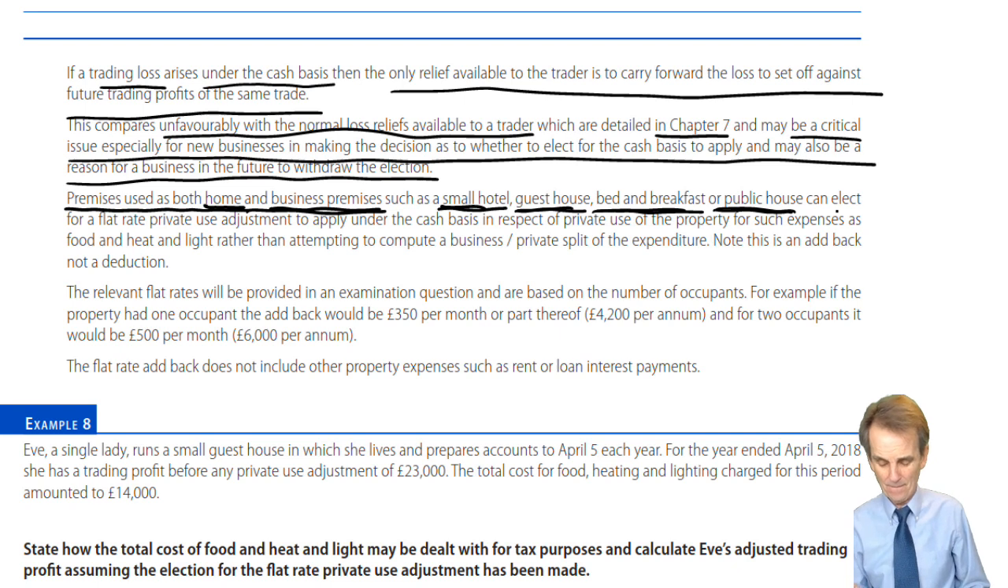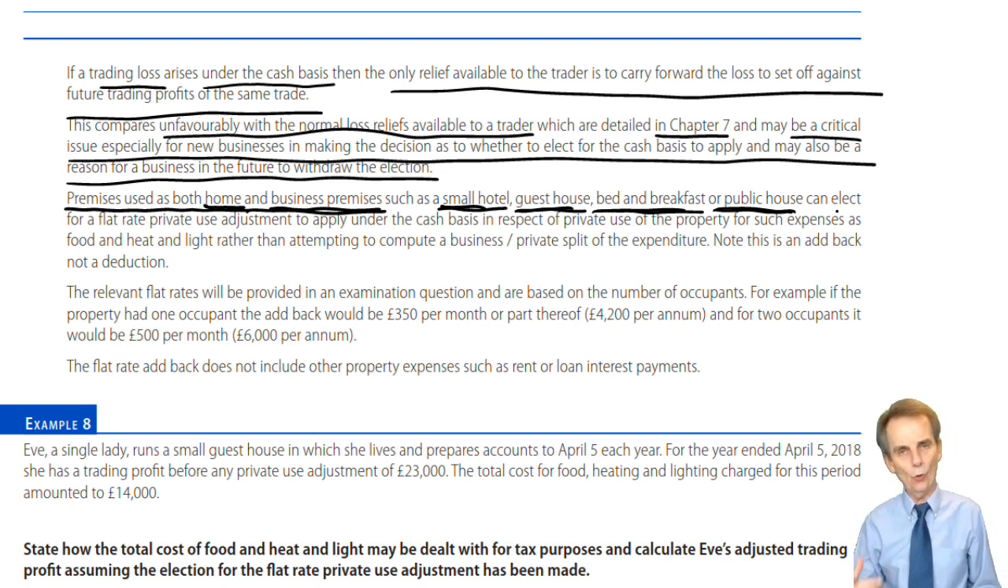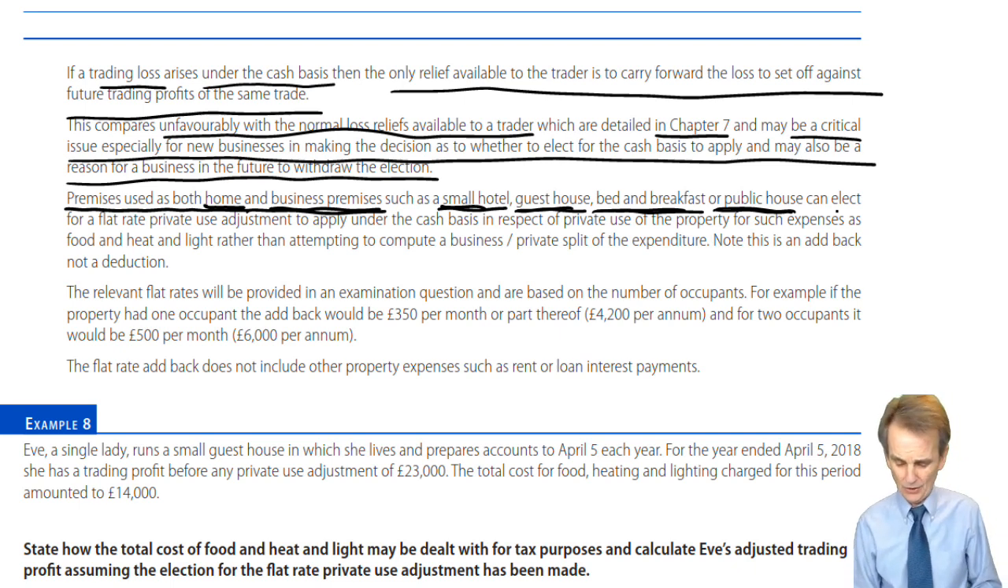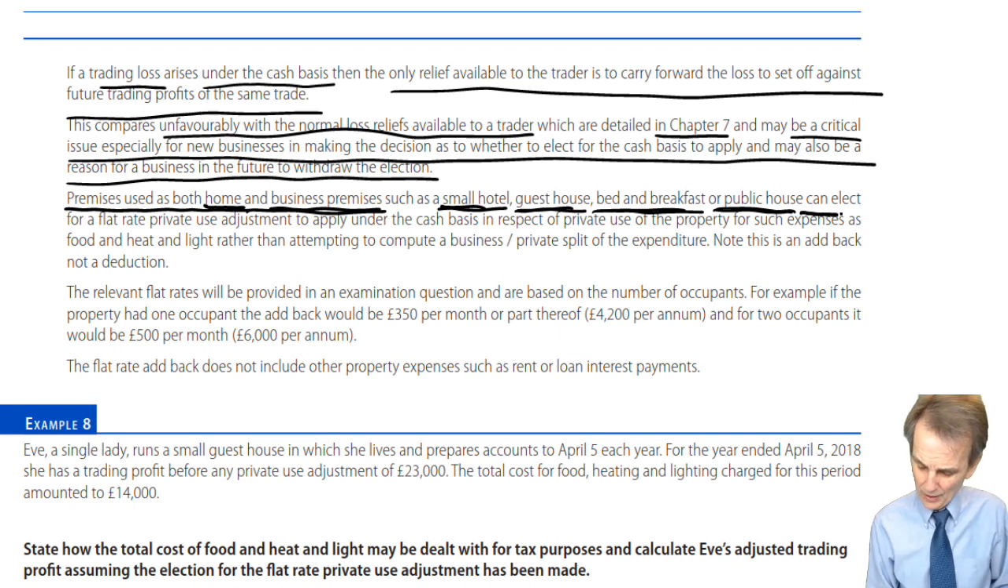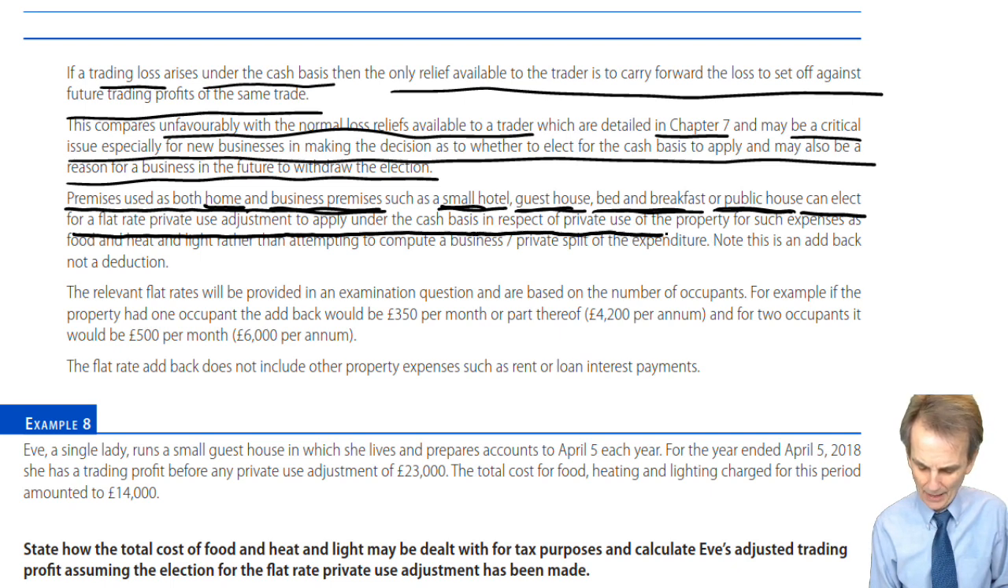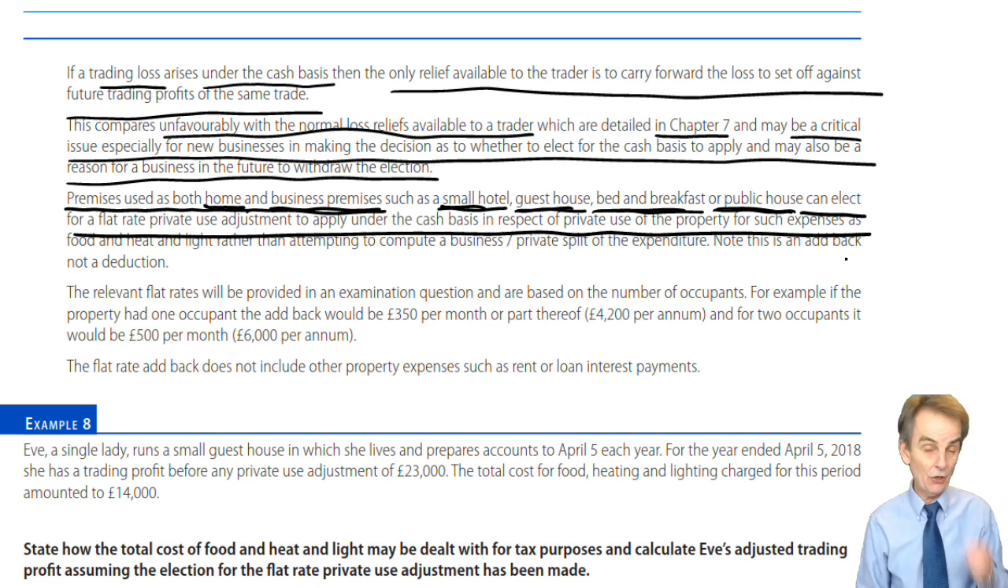They live there. Now then, that clearly gives an issue on your normal accruals basis, of there going to be again an issue about what is business use compared to what is private use. And to be able to get all of the expenses correctly documented, are they business, are they private, may involve a lot of work and a lot of maintaining of separate records. So what we've got is this. The individual trader now can elect for a flat rate private use adjustment to apply under the cash basis in respect of the private use of the property for such expenses as.